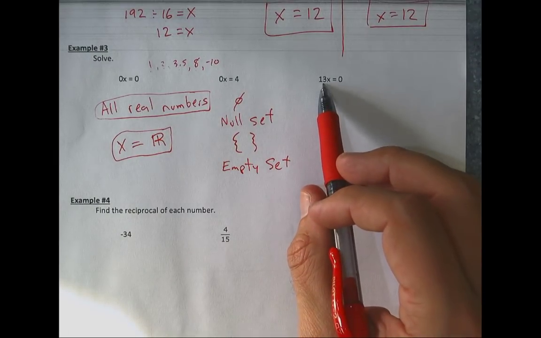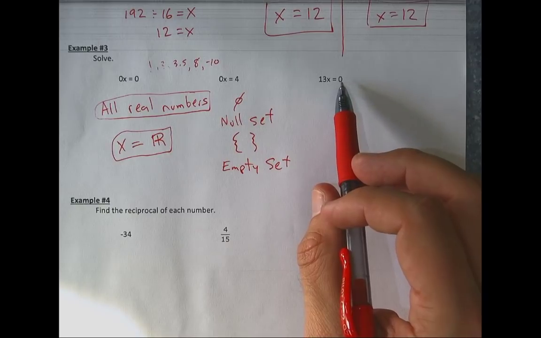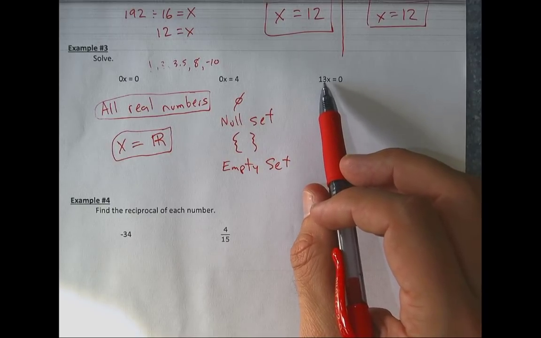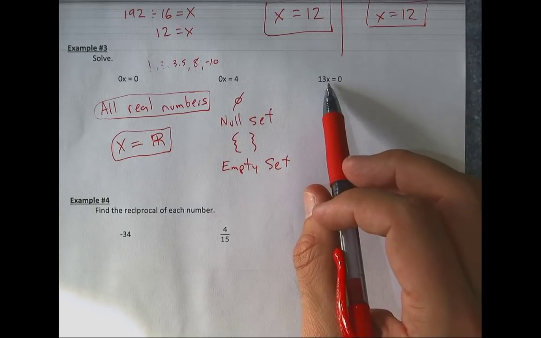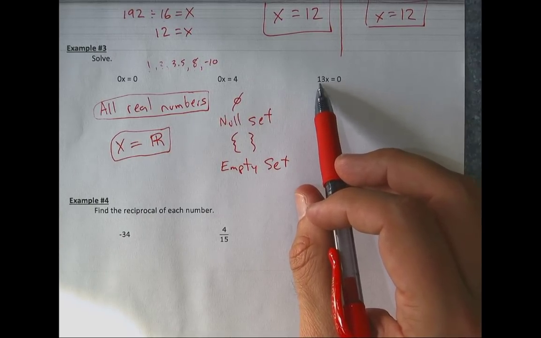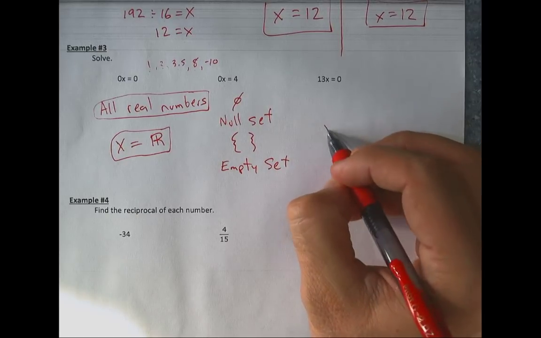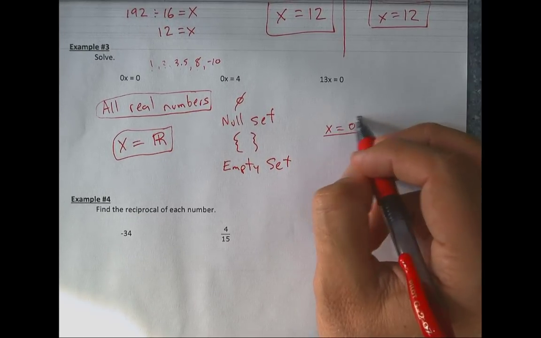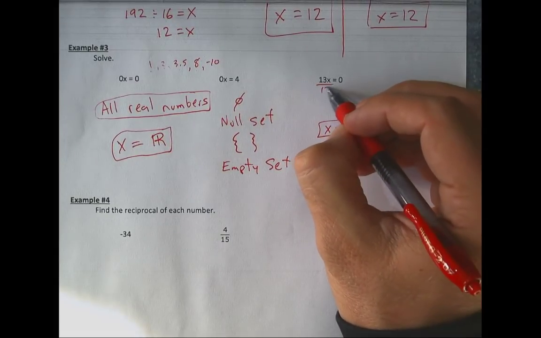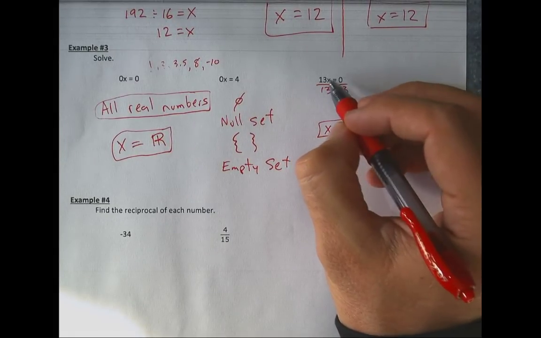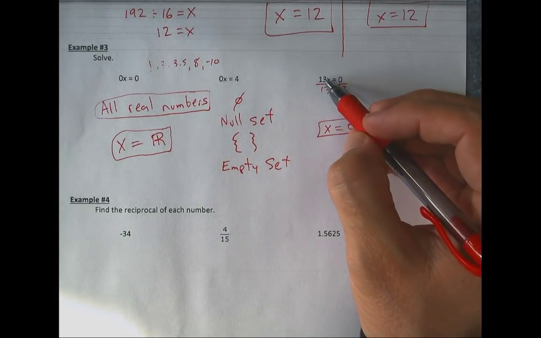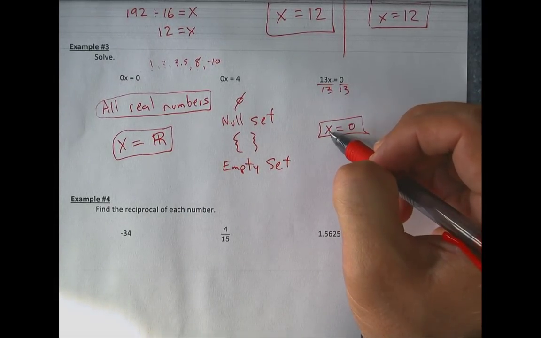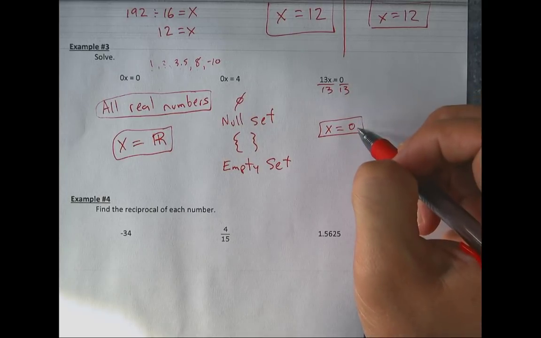Now, what about this one? 13 times something equals 0. Well, when two numbers are being multiplied and the answer is 0, I know one of them or both of them is 0. So if this one's 13, I know that x equals 0. And I can prove it by dividing both sides. This was multiplication, so if I divide it on both sides, I still have an equal equation. 13 divided by 13 is 1x, and 0 divided by 13 is 0.